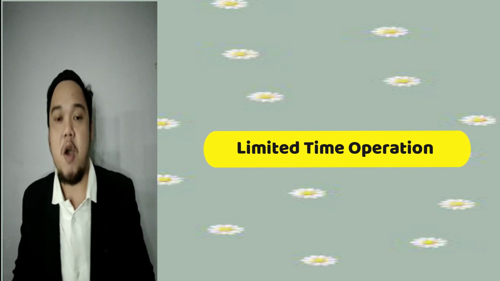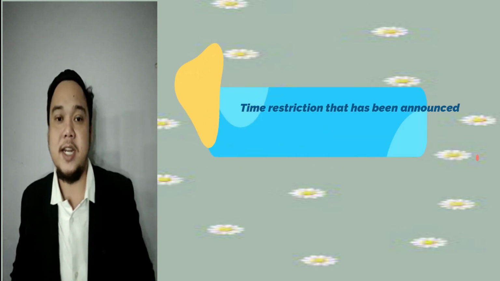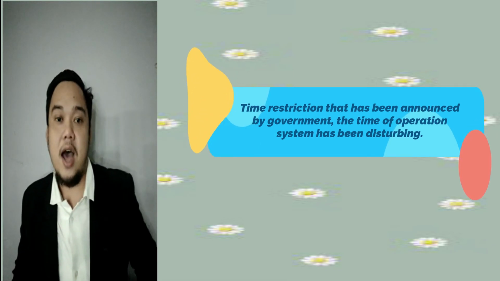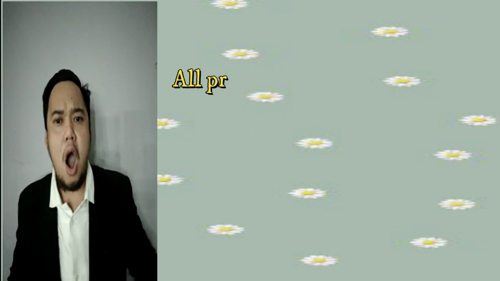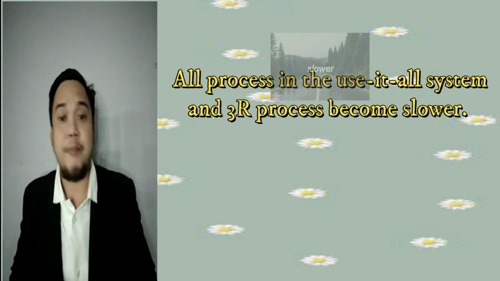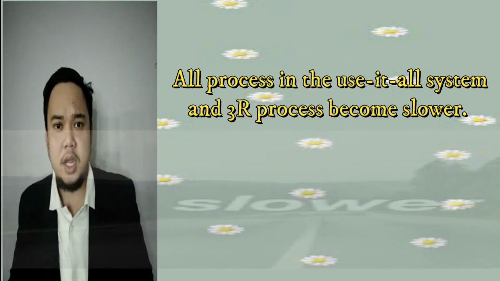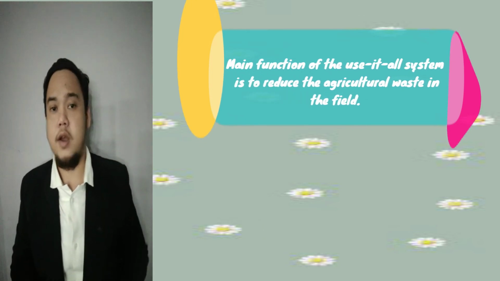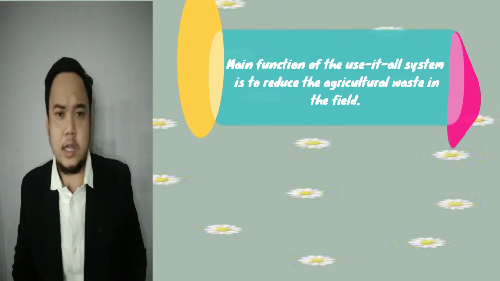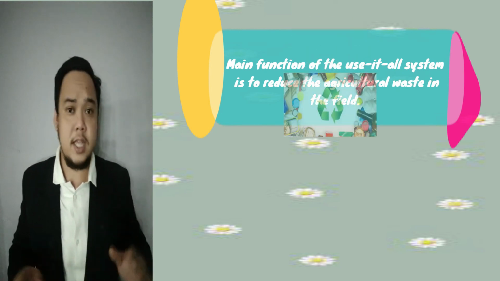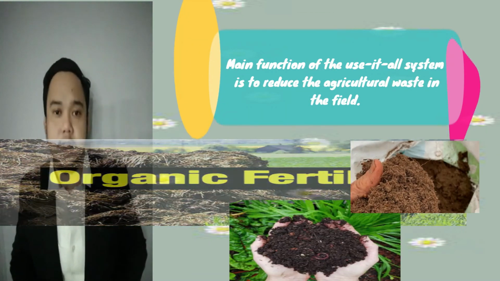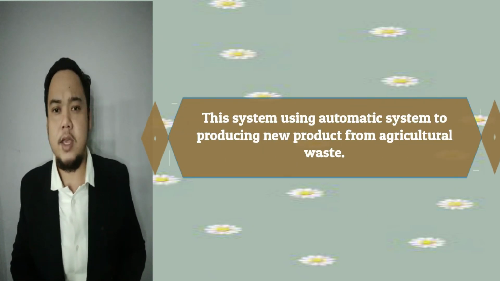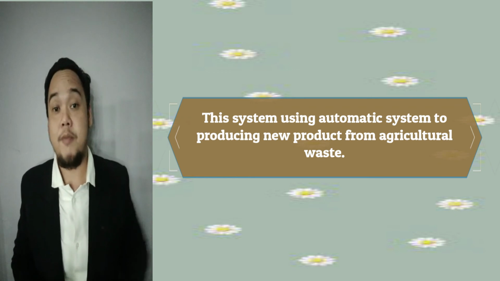Second is limited operation time. Because of the time restriction announced by the government, the operation time of the system was disturbed. This makes all processes in the Use It All system and the 3R process slower. As we know, the main function of the Use It All system is to reduce the agricultural waste in the field, where we process all the agricultural waste into useful products such as organic fertilizer, compost, moss, and others. The problems that arise during COVID-19 can be fully handled by this system, which uses an automatic system to produce new products from the agricultural waste.